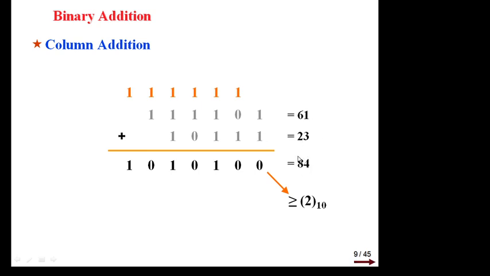And similarly for 84, you can determine it directly. Just write down the positional weights here: 1, 2, 4, 8, 16, 32, 64, 128, 256, 512, 1024. Where the value of the digit is 1, add that positional weight. 64 plus 16 plus 4 equal to 84.